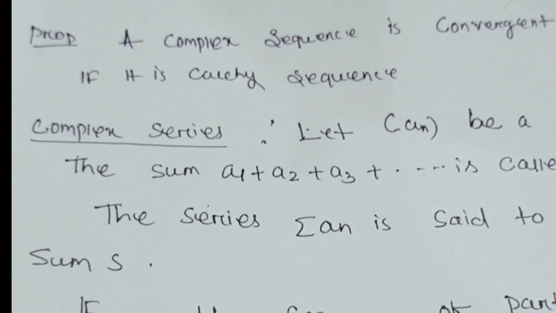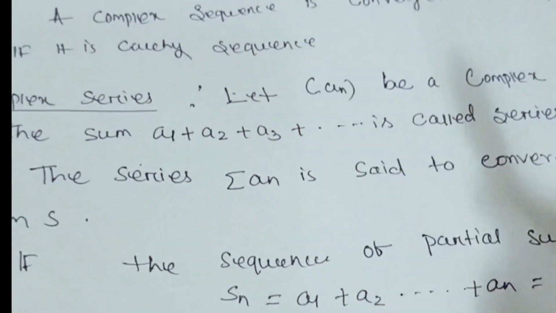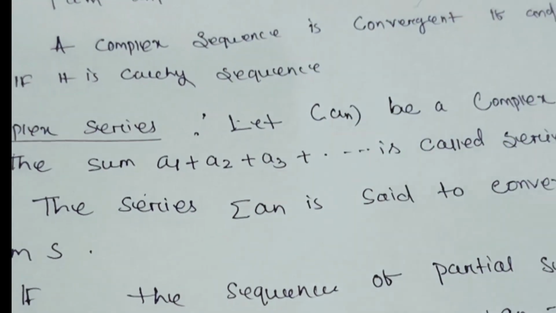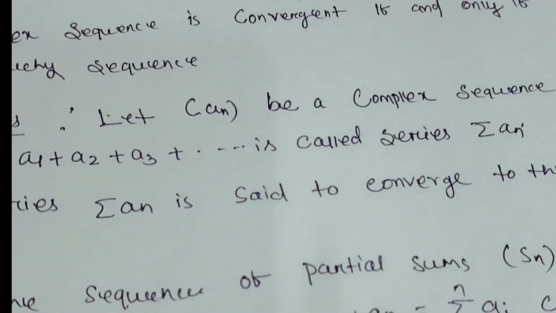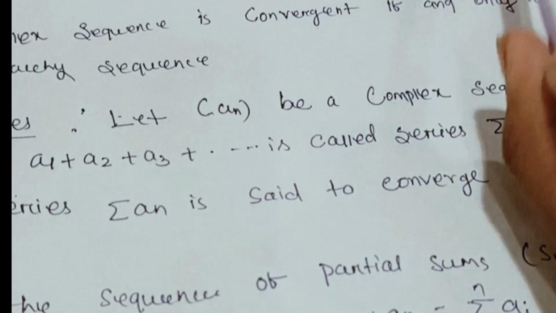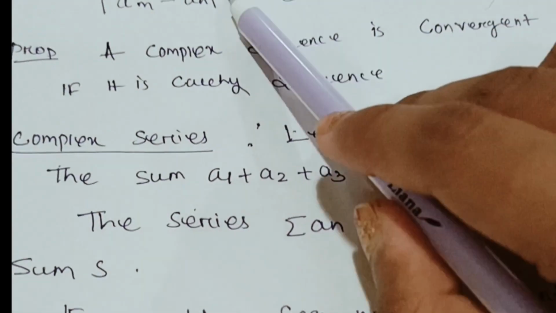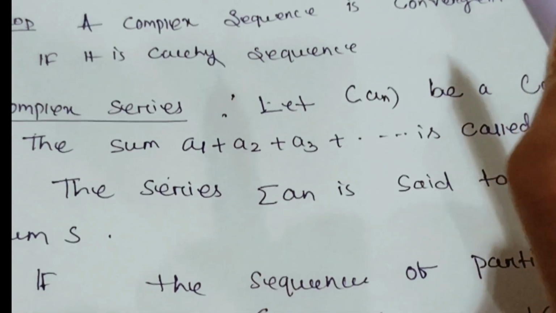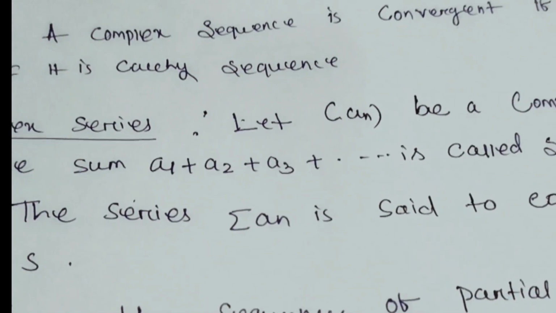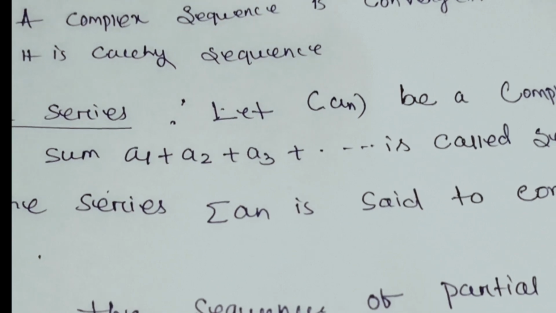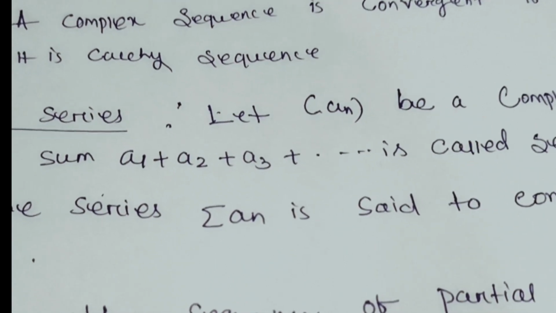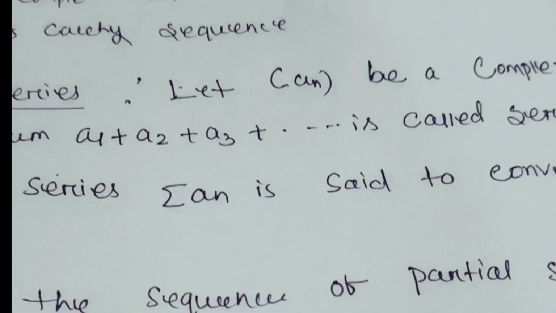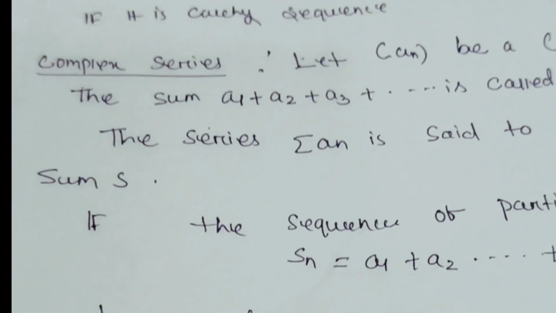And now we will see Cauchy. What is Cauchy? If for each epsilon greater than 0 there is a corresponding N epsilon in the natural numbers such that for any m greater than or equal to N epsilon and n greater than or equal to N epsilon, the modulus of am minus an is less than or equal to epsilon. That means Cauchy is very similar to the real sequence, except that the absolute value in the case of real numbers is replaced by the modulus. And the Cauchy condition is very useful for complex power series.